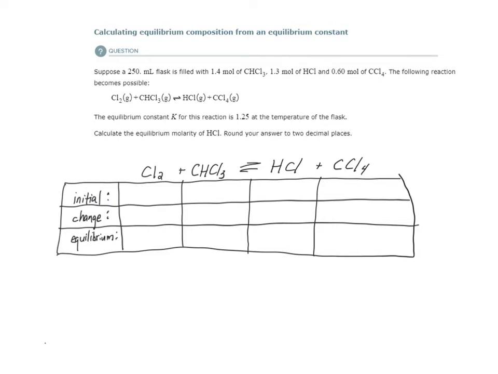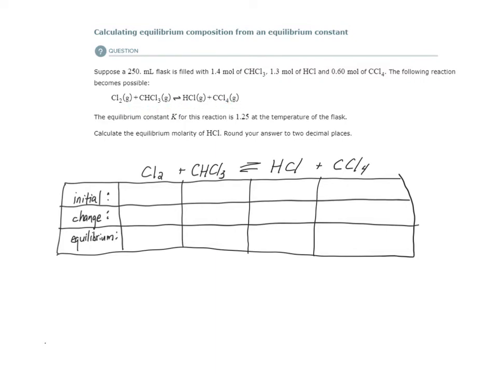All right, so here we are with the topic calculating equilibrium compositions or concentrations from an equilibrium constant. If you look at the information that we're given here, they tell us that we have a 250 milliliter flask filled with 1.4 moles of this chemical here and 1.3 moles of hydrogen chloride. And then we have 0.6 moles of carbon tetrachloride. And they give us the balanced chemical equation.